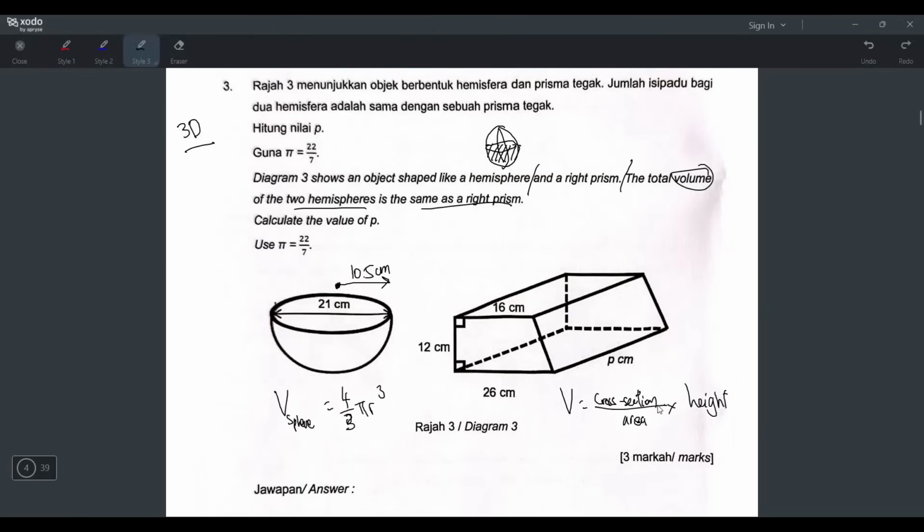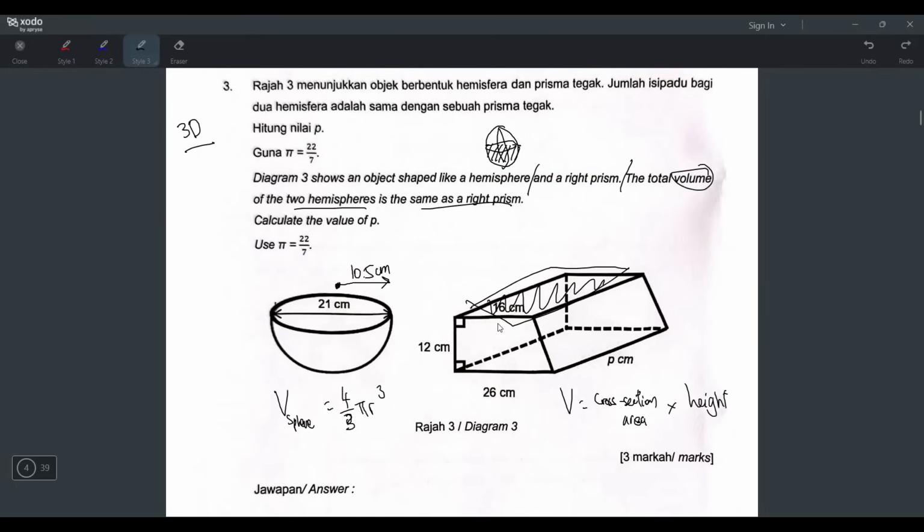Okay, what is cross section? Okay, cross section is, dalam satu prism, the cross section will be the shape that appears 2 times. Yeah, the shape that appears 2 times, and both times is the same size. So as you can see, the cross section is this trapezium and this trapezium, because these two trapeziums appear 2 times in this 3D shape and they are the same size, right? Okay, why can you not tell me this is the cross section? Kenapa tak boleh cakap ini cross section?